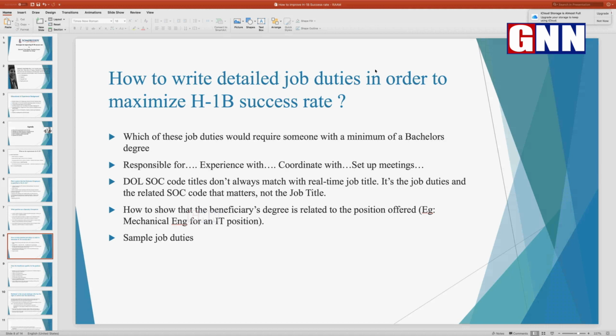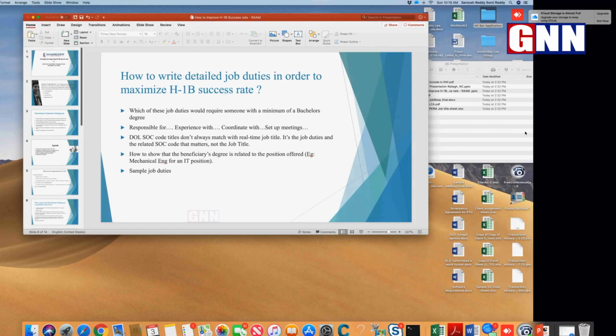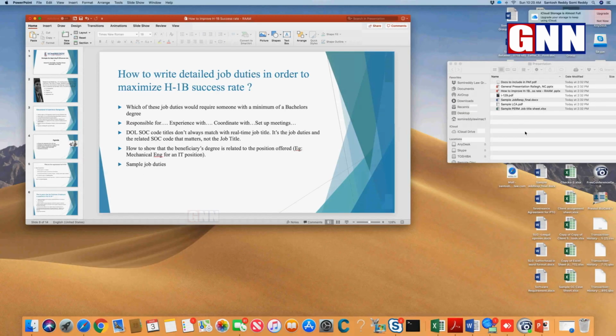Okay, so the other thing is providing detailed job duties. Most of the time, the job duties that we provide are not detailed enough, so that the officer would not be able to make a decision based on the job duties. So especially you should avoid using the words responsible, experience with, coordinate with, setting up meetings and all.